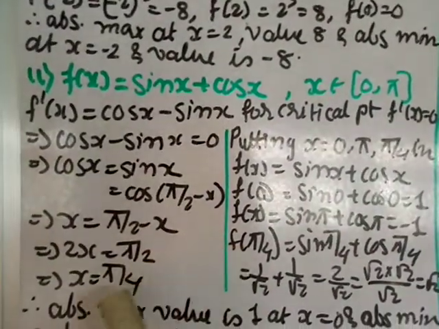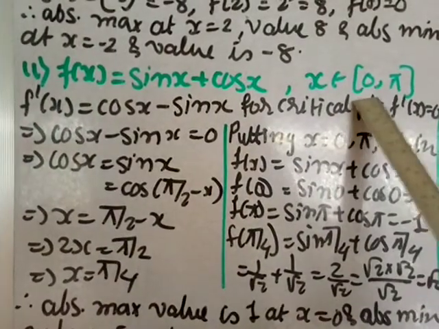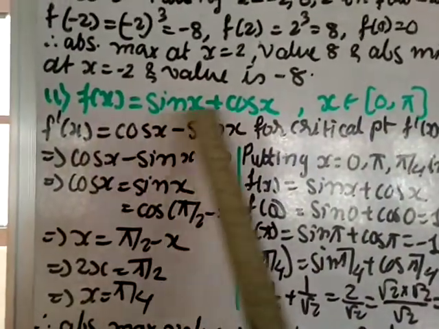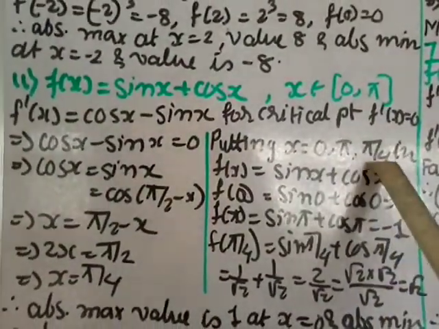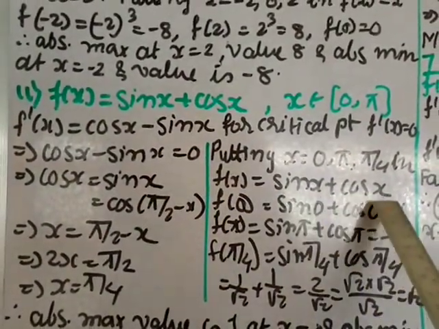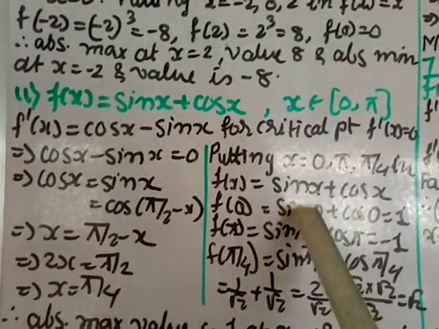Now what we have to do is take x equal to pi by 4, x equal to 0 and pi. All these three values you put here and see which is the highest and which is the lowest. So putting x equal to 0, pi by 4 and pi in f(x) equals sin x plus cos x. First I put 0. So sin 0, cos 0.